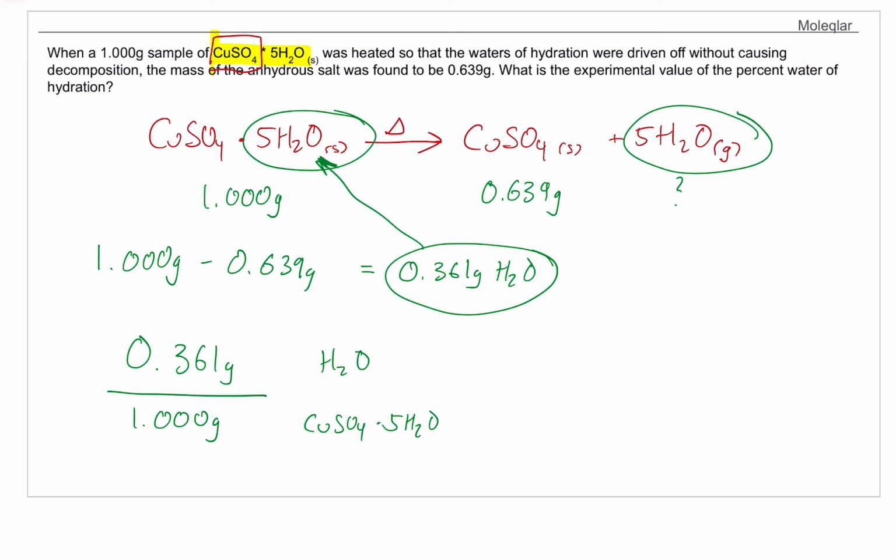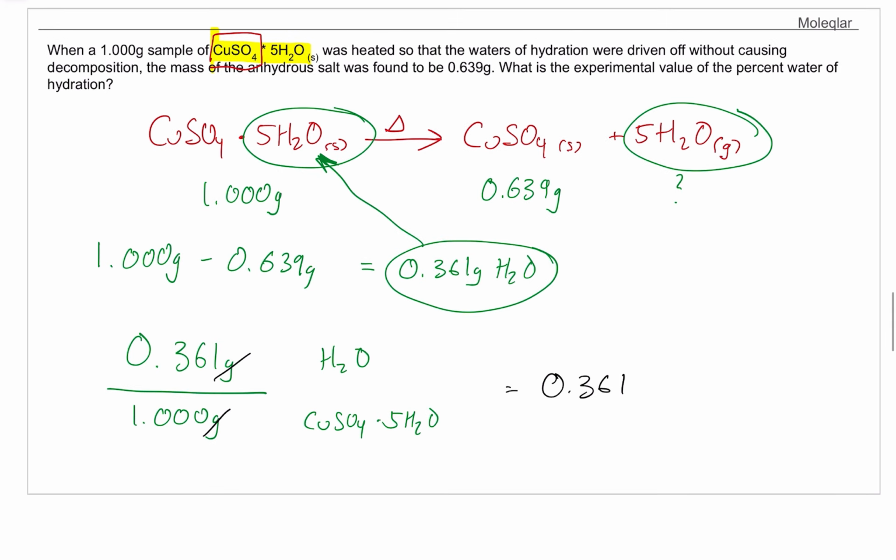Now, in this particular case, our grams will cancel out, and we will be left with a ratio of 0.361. That's our decimal. Now, if we want to turn this into a percentage, we can multiply by 100, and this will be 36.1%. And that's our answer. So 36.1% of our original sample was made up of water.